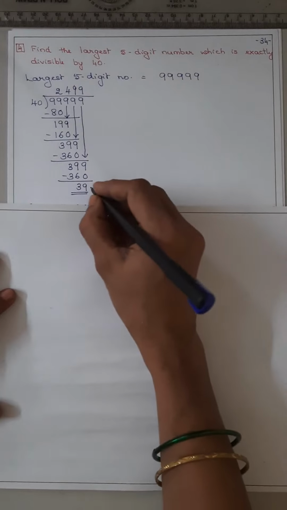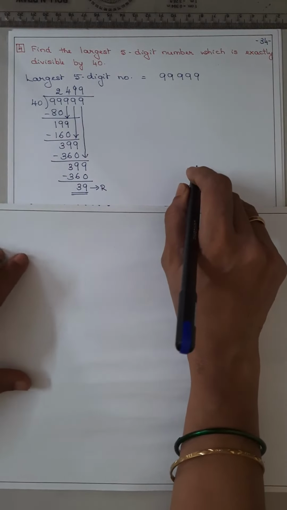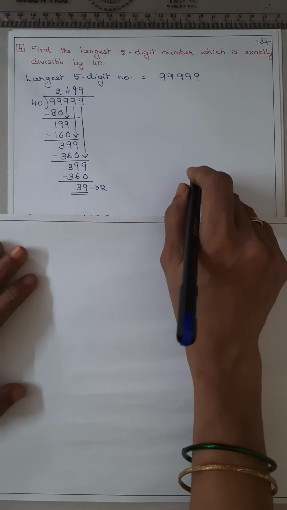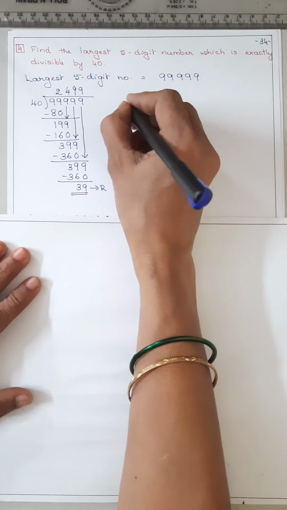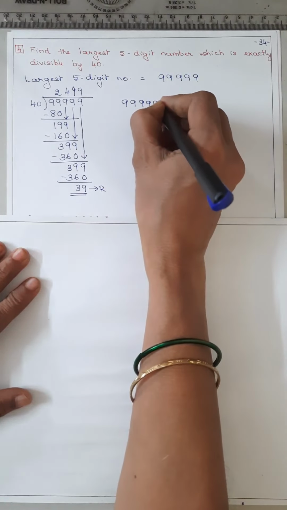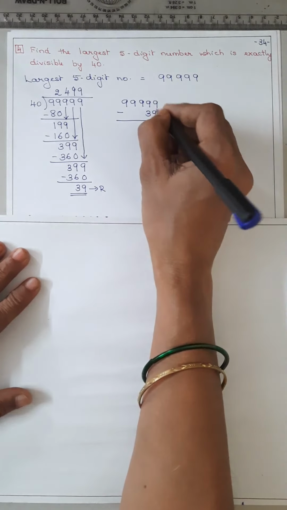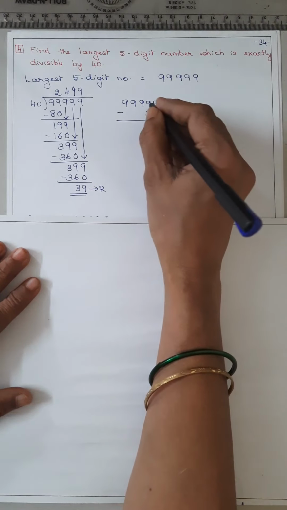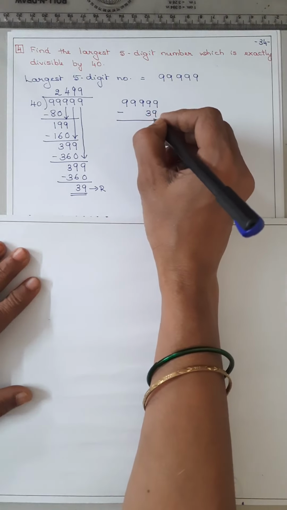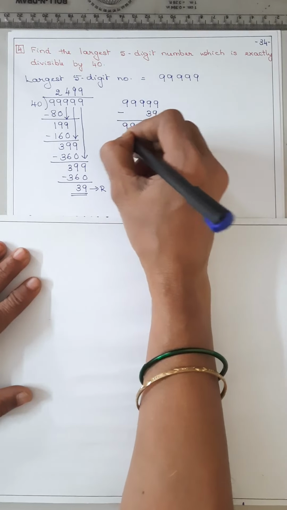So which is the number to be subtracted? That is 39. So subtract 39 from 99999. It is 0. 9 minus 3, 6. 9 as it is, 9, 9.